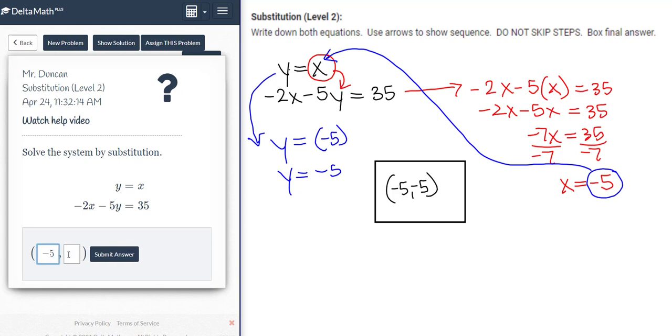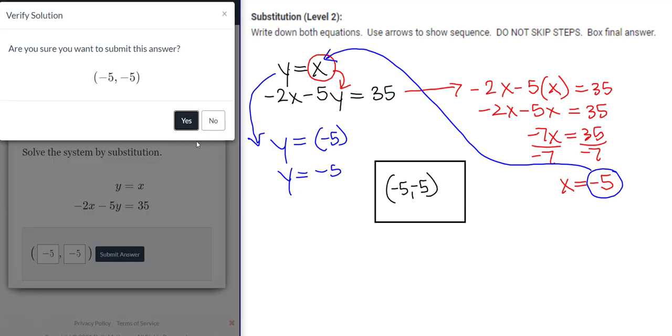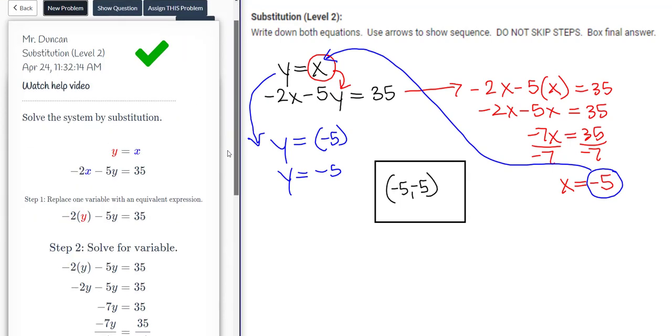Now, just by way of review, before I even hit this, I do want to remind you that if you wanted to verify you had it right, say on a test, all you would have to do is substitute x in for y in this equation and the second equation. If it works in both, it proves it. All right, let's see how we did. We got it right. We're good to go.